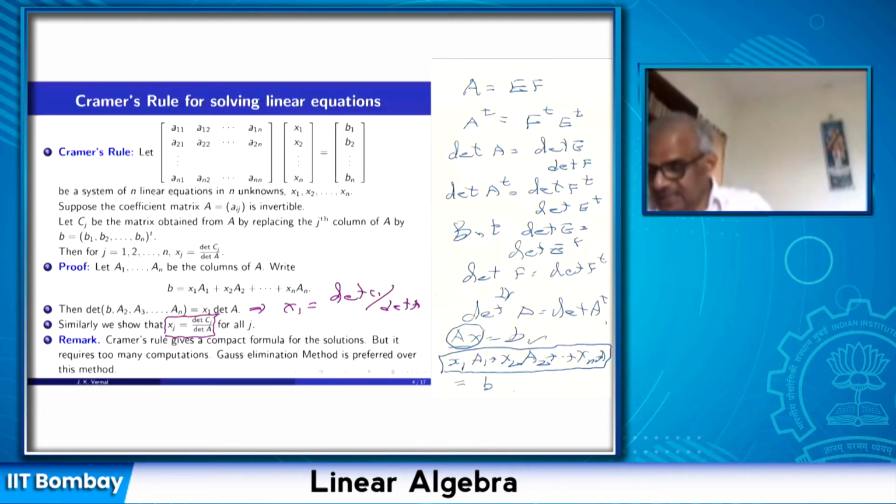Determinant of Cj has n factorial terms, determinant of A has n factorial terms. So we have to do n factorial times 2 computations for each variable, right? And then there are n variables. So 2n times n factorial computations we have to do. This is a very expensive process to find out xj. And in comparison to this, the Gauss elimination method is far more efficient.